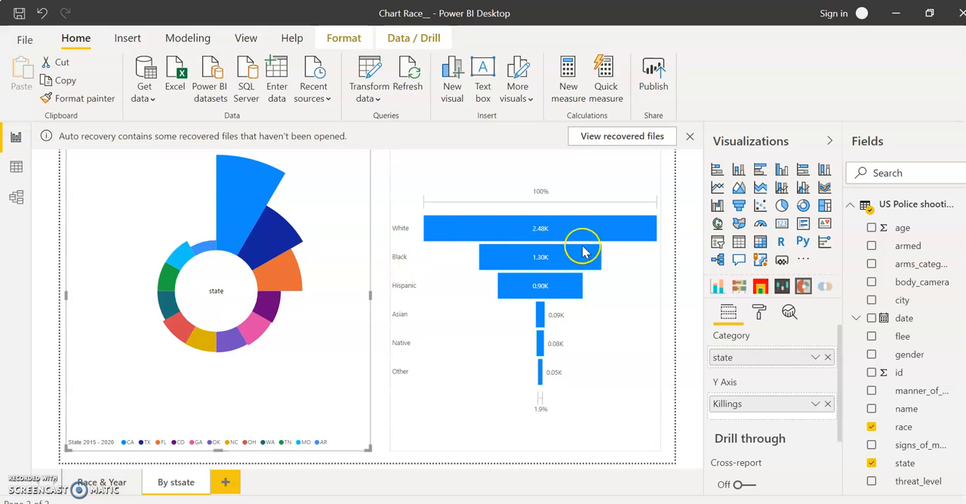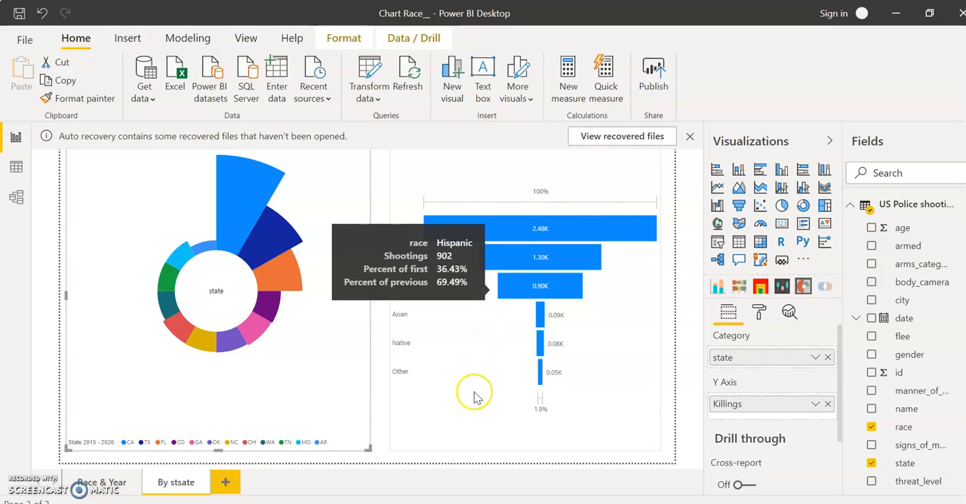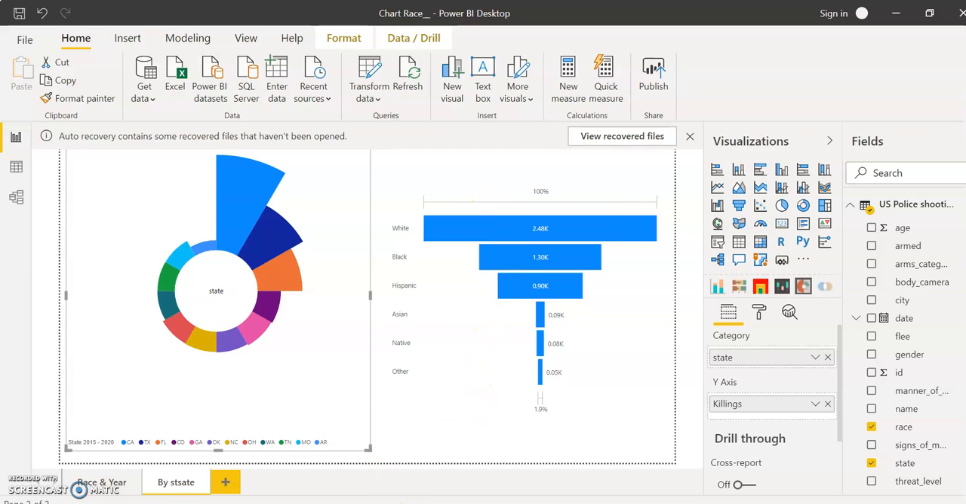I also tried to include the funnel analysis, but this time around it is the same information that we had before. So it's race and then the number of shootings. This is how I was able to come up with my presentation to demonstrate my understanding of Tableau, and I realized that there's still much for me to know in terms of these two applications.